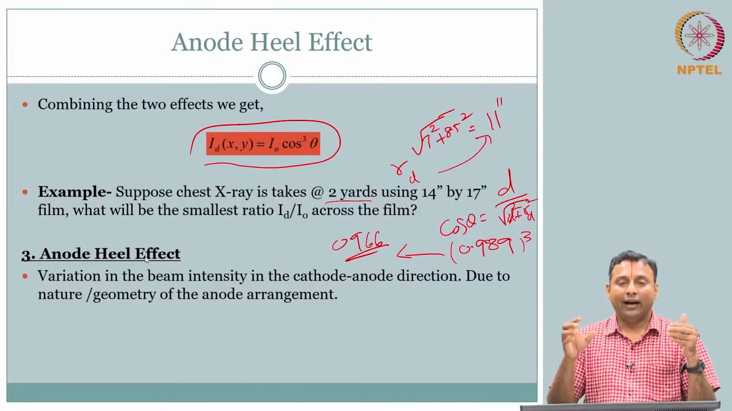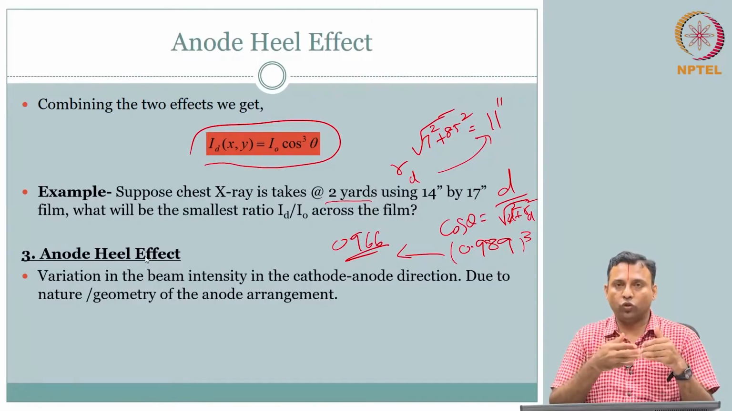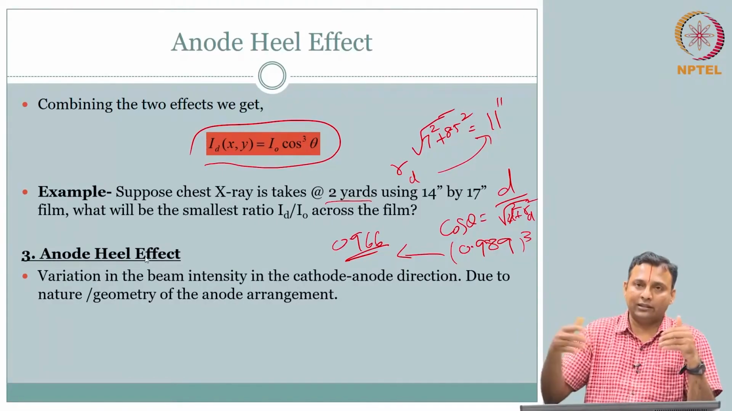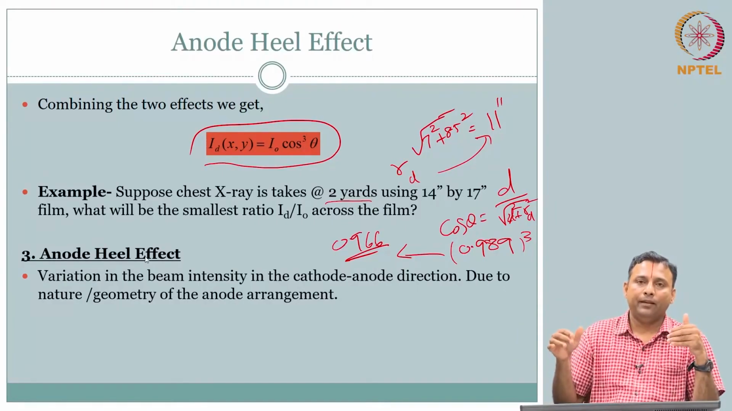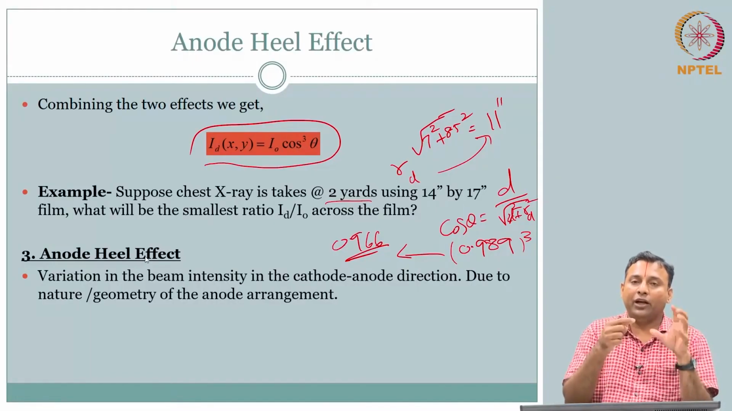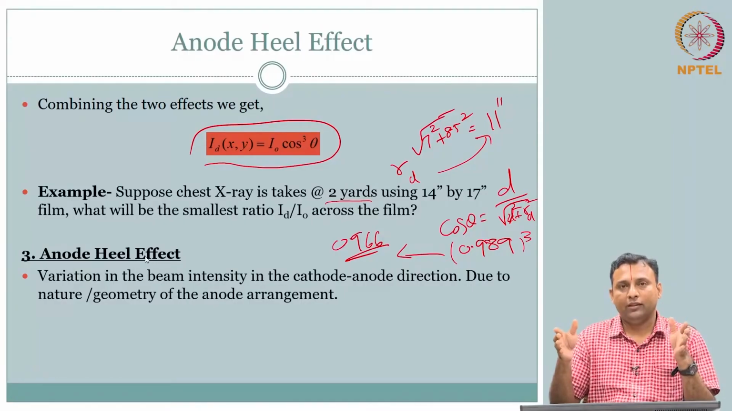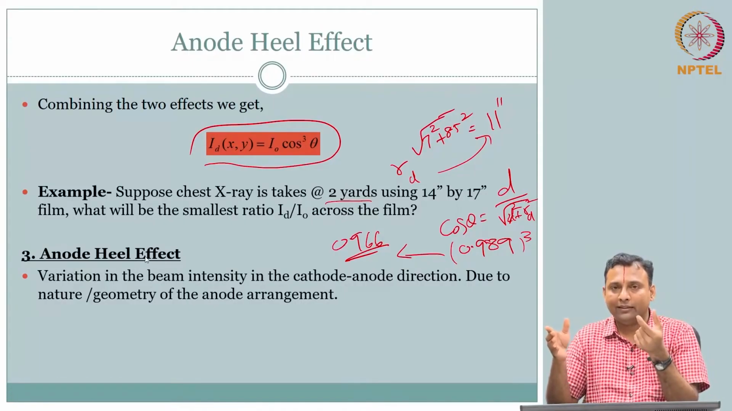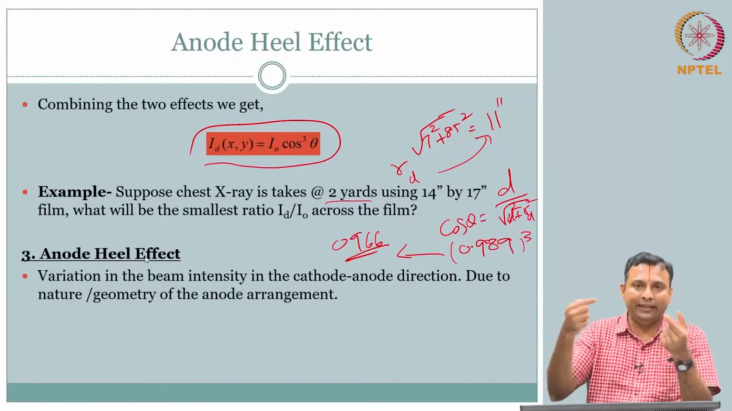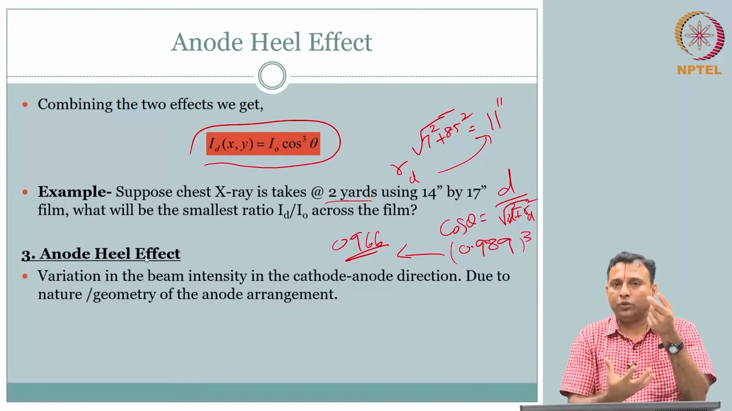But unlike the other two, where it was the source to object distance or the source to detector distance, this one involves the X-ray tube. In the X-ray tube you have a geometry, right? You had your anode and cathode, and the anode had a thickness. The electrons generated at the cathode accelerate, hit the anode, and the X-ray comes out.